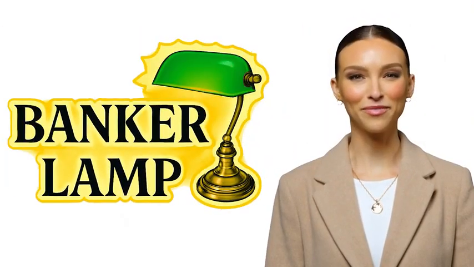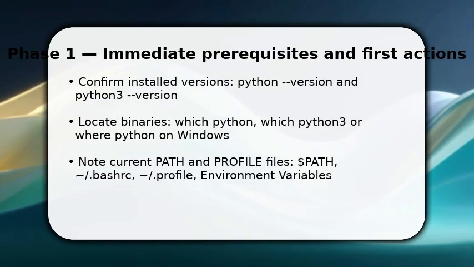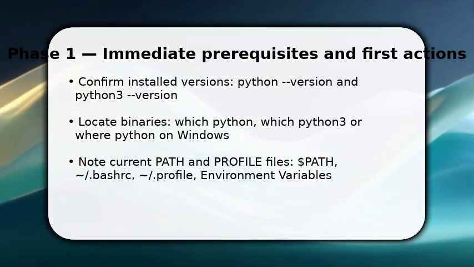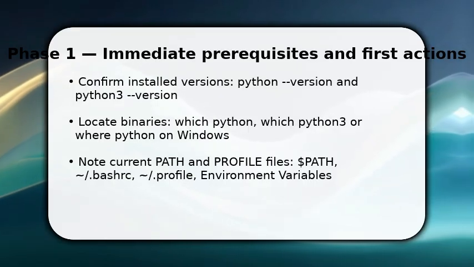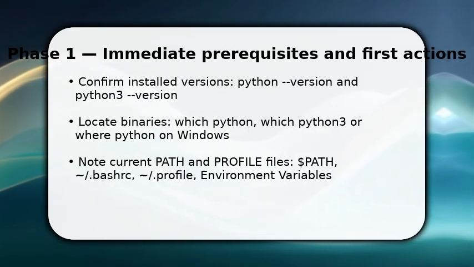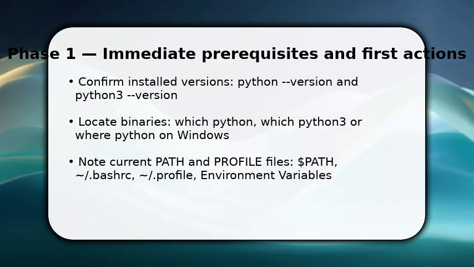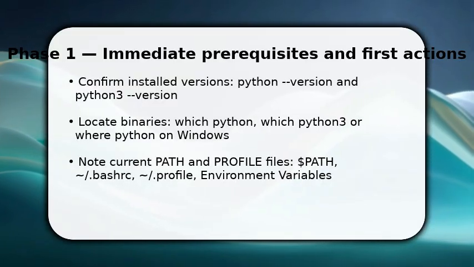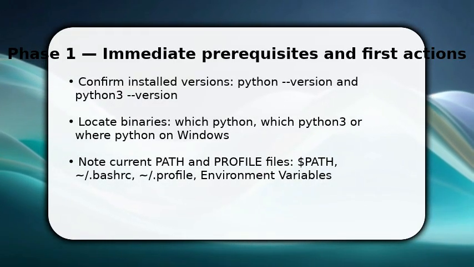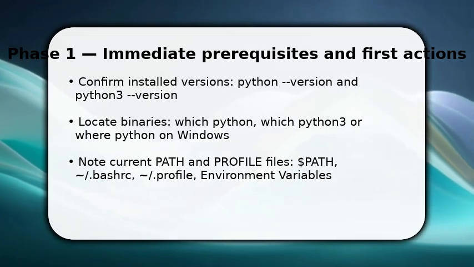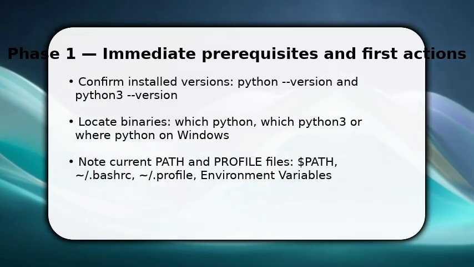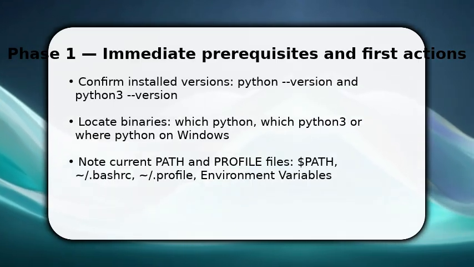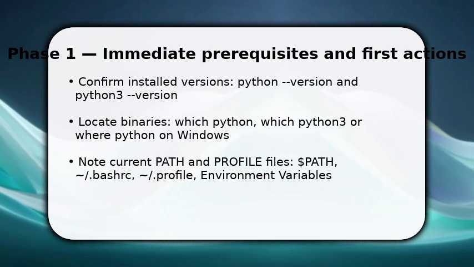Please enjoy the video. You start by verifying what you already have. Open a terminal or PowerShell and run python --version and python3 --version. Once done, locate the actual executables with which or where to record their full paths. Make sure to inspect your PATH and shell profile files, ~/.bashrc, ~/.profile, or Windows environment variables, because you will add or reorder entries there.